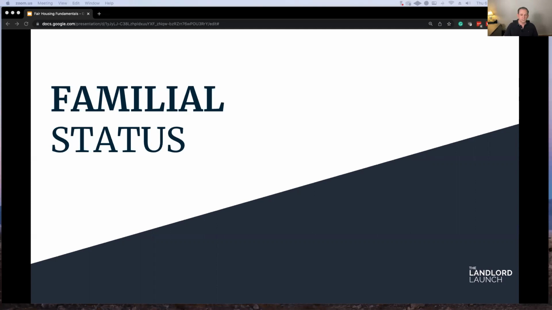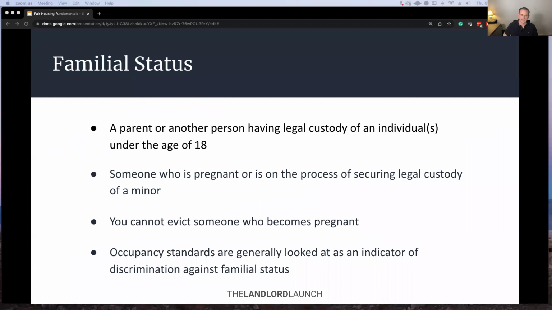Moving on, familial status, which is another one of the expansions of the 1988 Amendments Act.